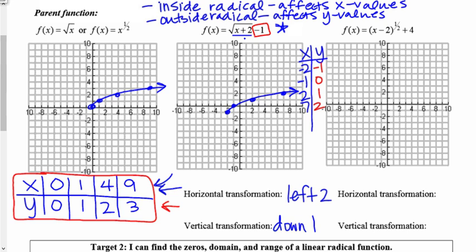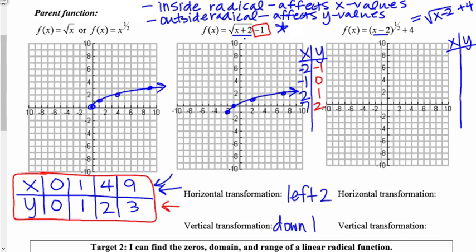The next example, I have f of x equals x minus 2 to the 1/2 power plus 4. So we're going to do the exact same thing again. Based off of my parent table, I'm going to create a new table. Now it depends on what these transformations say. Because I have an x minus 2 on the inside of my radical, or in this case my parentheses, which is actually just the same thing as saying the square root of x minus 2 plus 4. They're saying the exact same thing.